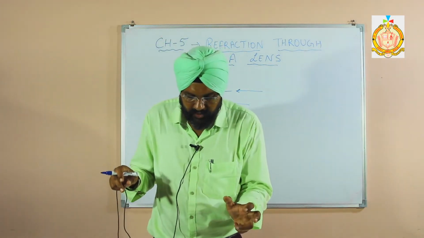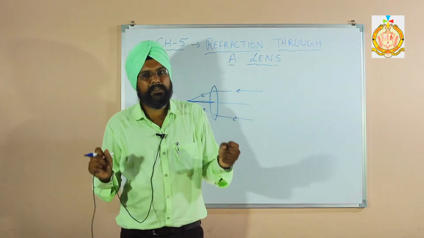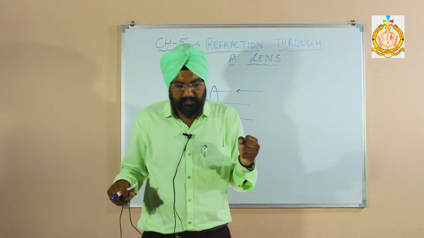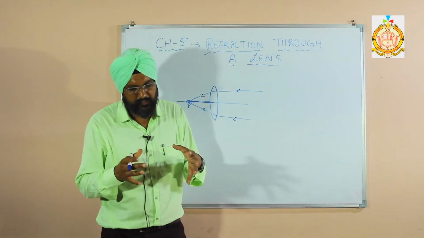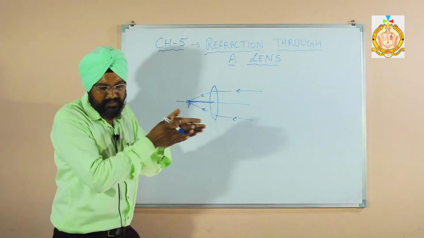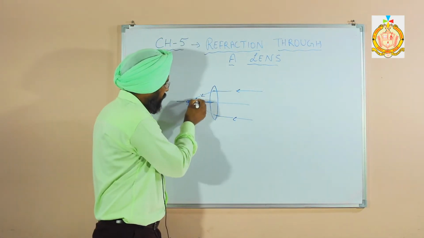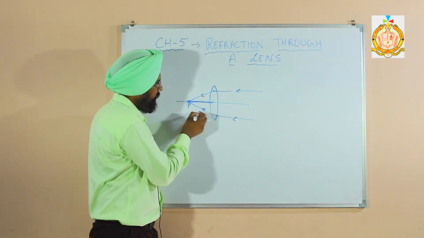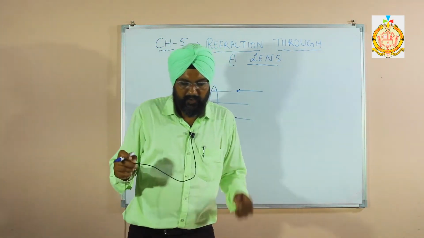The important question: why does a convex lens have a real focus? Why does the convex lens always have a real focus? Because parallel rays incident on the convex lens, after refraction, actually pass through the point. Because in the lens they actually pass through this point, it gives a real focal length or real focus.